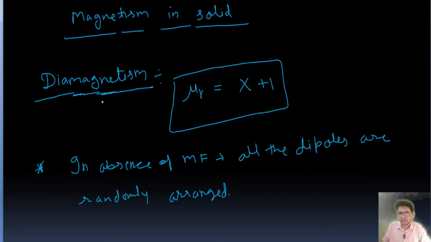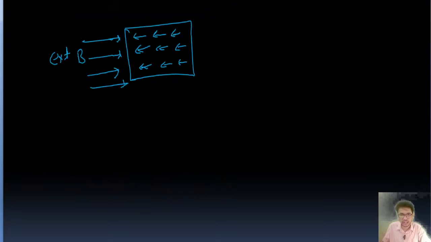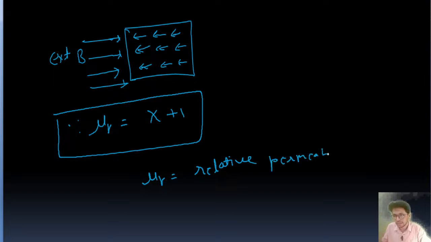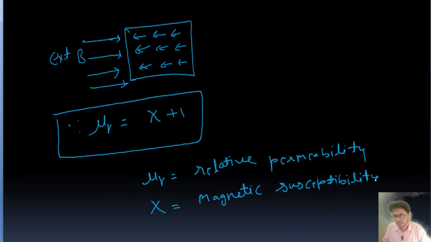As I have explained, in diamagnetic substance, relative permeability mu r is equal to chi plus 1, a very important formula, where mu r is relative permeability and chi is magnetic susceptibility.